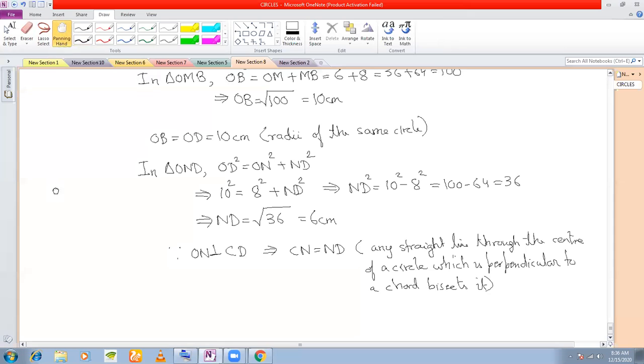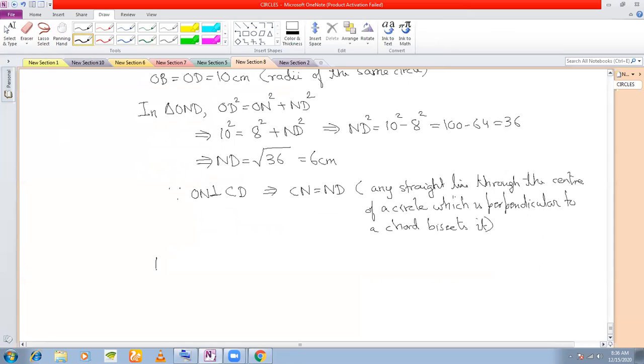Hence, the length of the chord CD is twice of ND, which is 2 into 6. It's 12 centimeters. That's it.